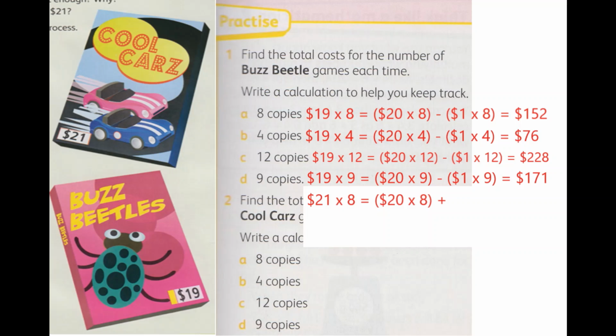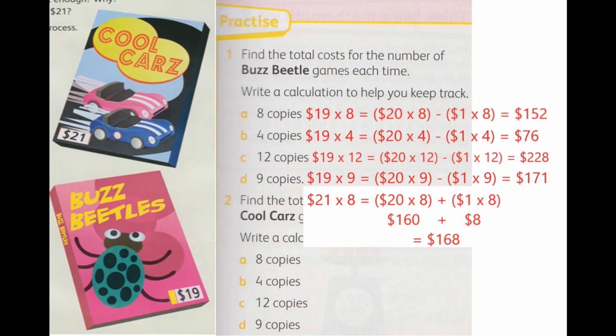Okay, so again, we've got $20 times 8 plus, because we're going to have to add that on later, the $1 that we took from the 21 times 8. So we've got 20 times 8 equals $160 plus $1 times 8 equals $8. So the total cost for 8 copies is $168.